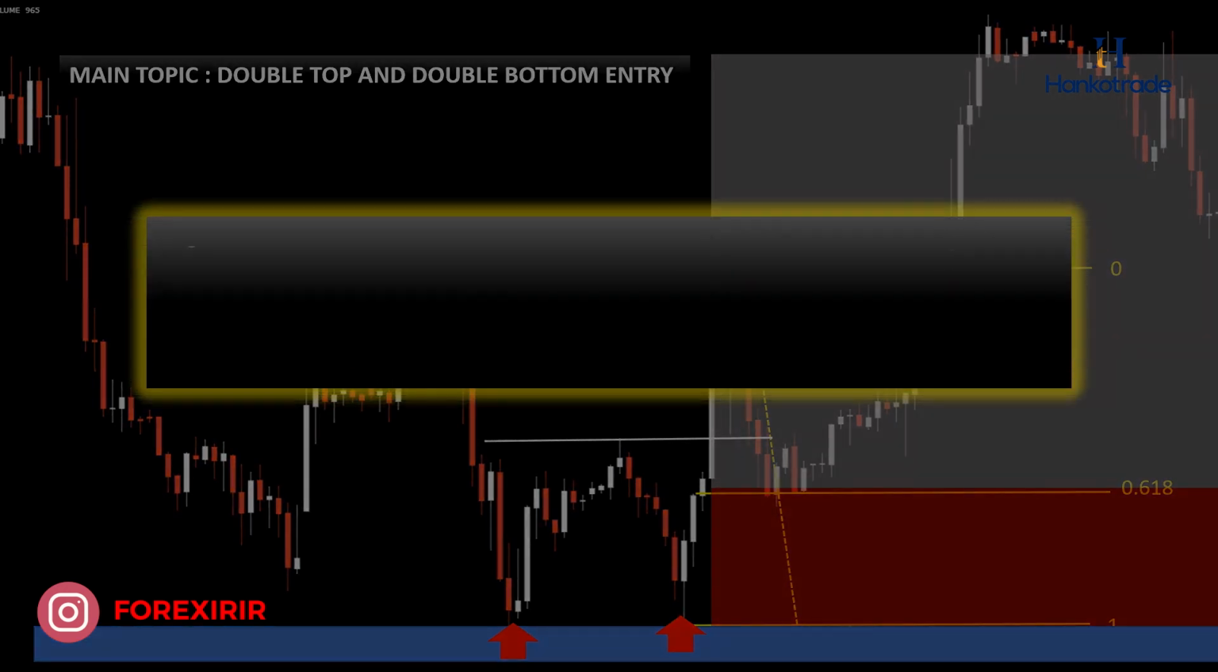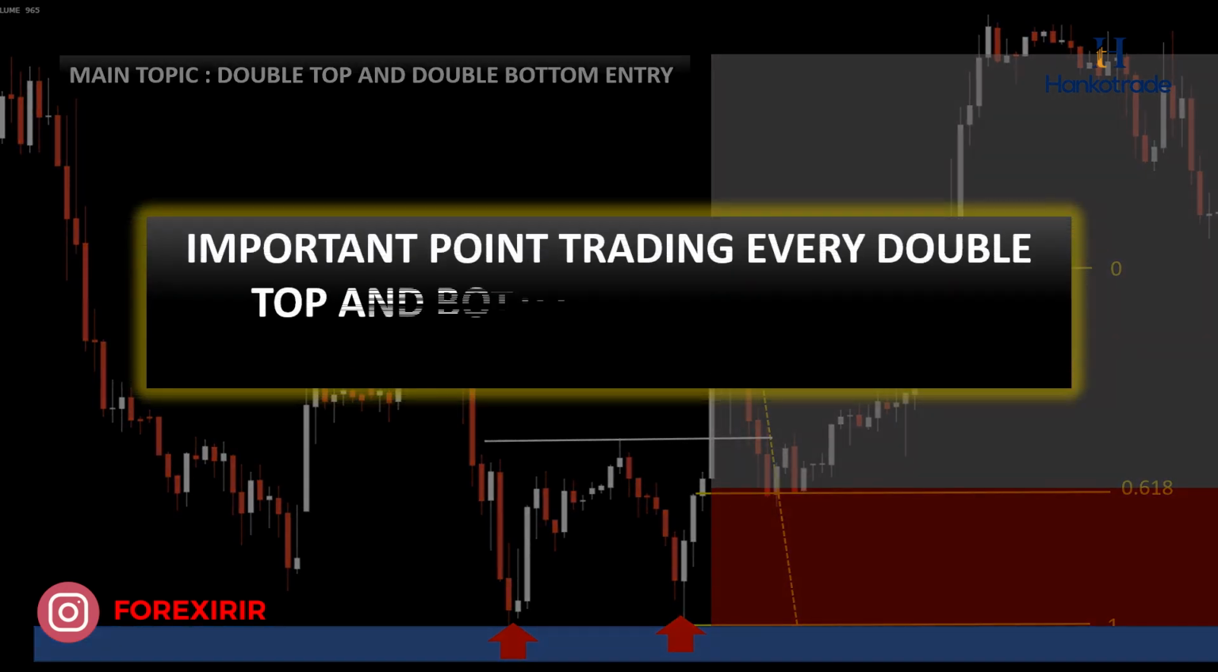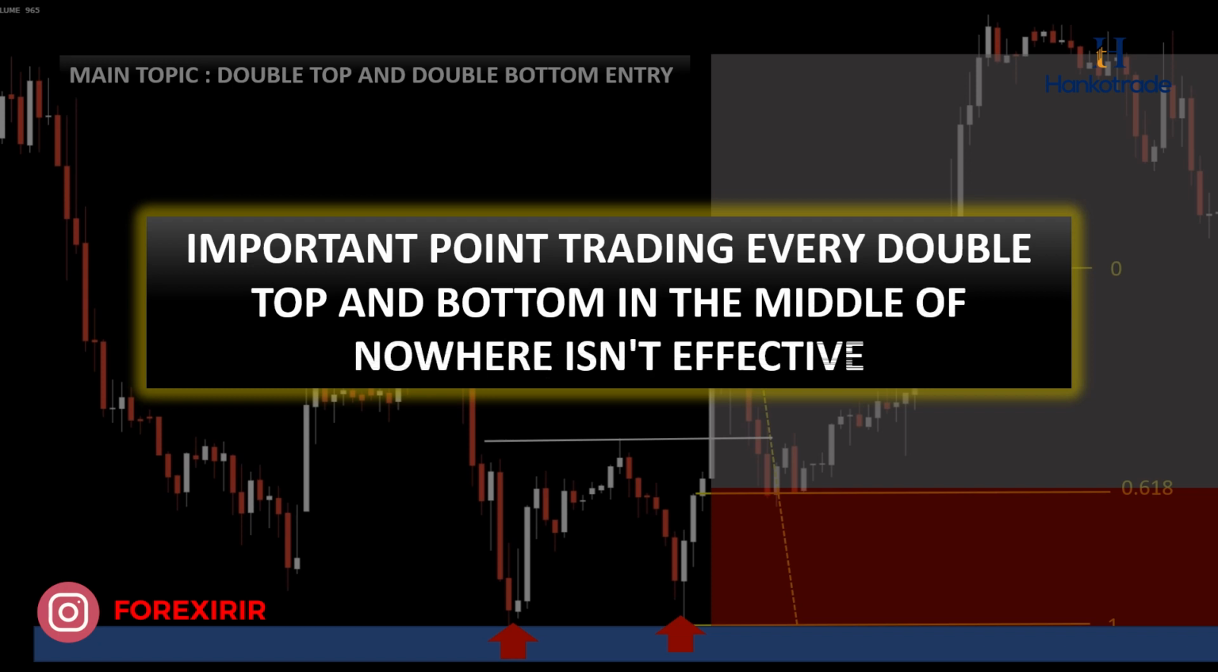But here comes an important point. Trading every double top and bottom in the middle of nowhere isn't effective. The best approach is to mark a higher time frame key level that has repeatedly rejected the price. Then patiently wait for double top or bottom rejections in the lower time frame.